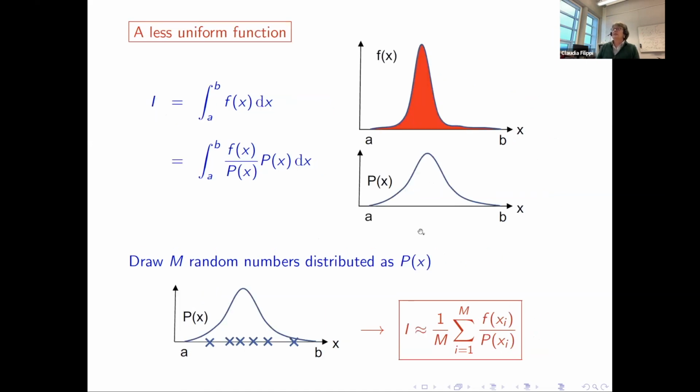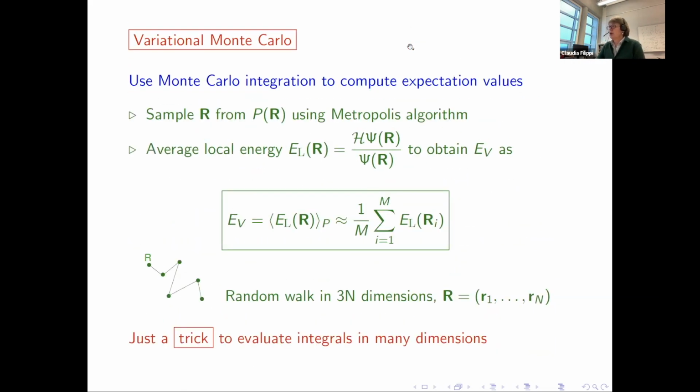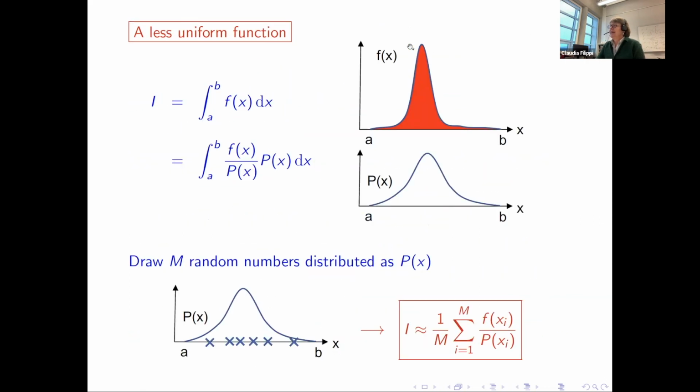Now, if you're having such a function instead, very peaked, so still constrained in the segment AB, but much more peaked, you don't want to just multiply by b minus a and divide by b minus a, so you don't want to sample points in a uniform distribution on the segment, but you would like actually to have something which resembles as much as possible the function you're interested in.